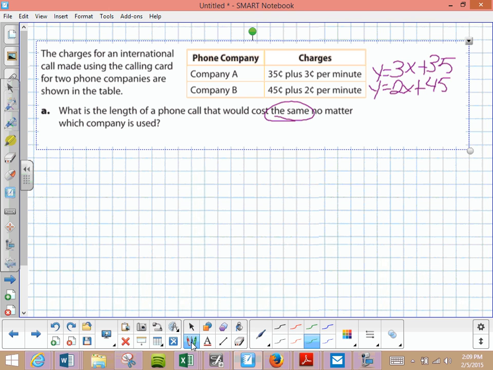All right, so let's start with this one. It says that we have to put them equal to each other, right? So we put 3x plus 35 equals 2x plus 45. And we know that the first step is to combine variables, right?